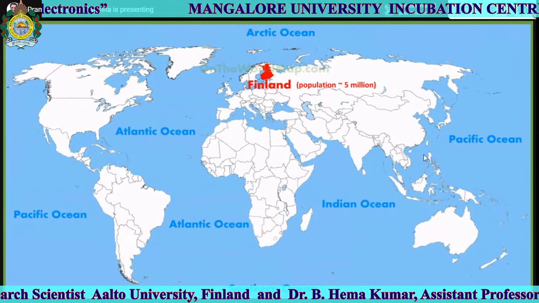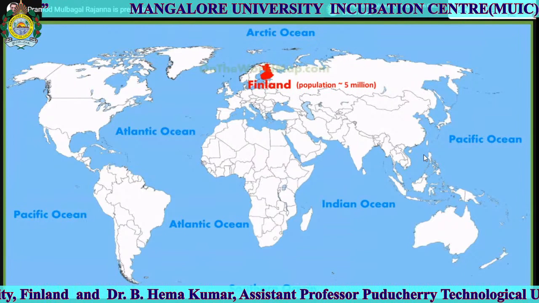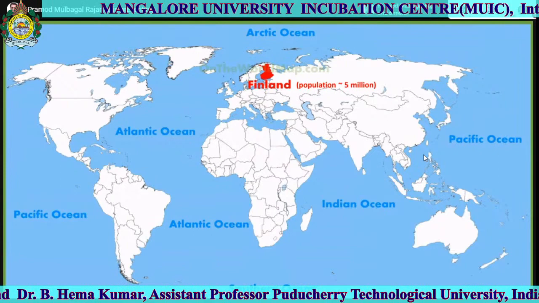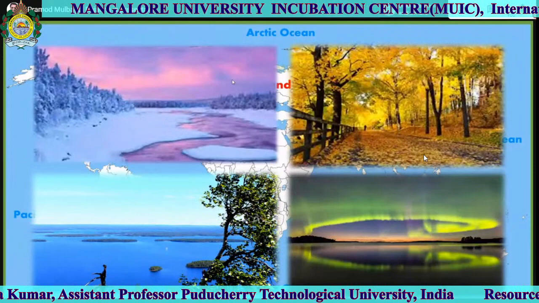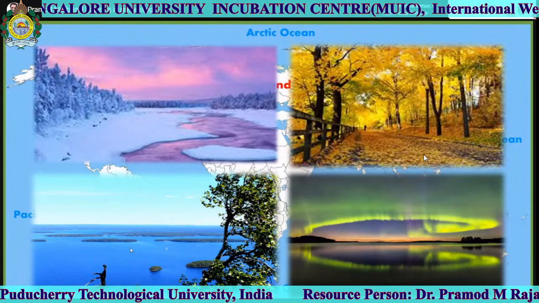So this is where Finland is. It's a neighbor of Sweden and Norway, and this forms the Arctic belt. It's a very thinly populated country, about 5.5 million. Unlike in India, there is a very distinct difference in the atmosphere. You have the winter, which is snowy, and then you have the spring, and beautiful lakes, and there are more than 500 lakes.